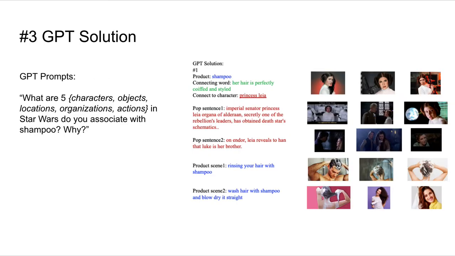GPT Solution Matching uses GPT alone to find matches. First, the system prompts GPT for characters, objects, locations, organizations, and actions that it can connect to shampoo. For example, GPT said that Princess Leia was associated with shampoo because her hair is perfectly coiffed and styled.